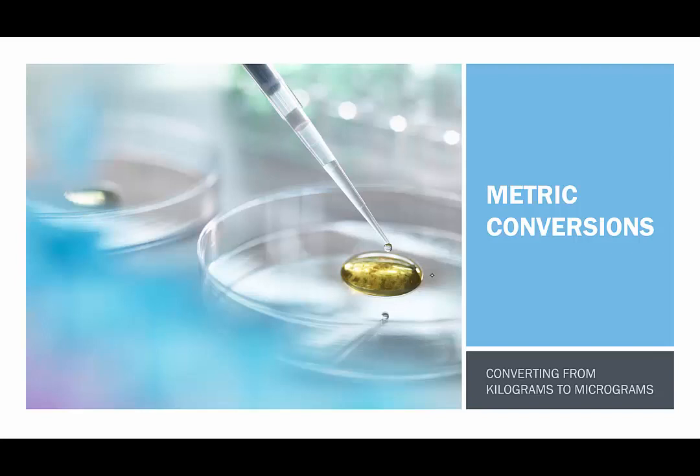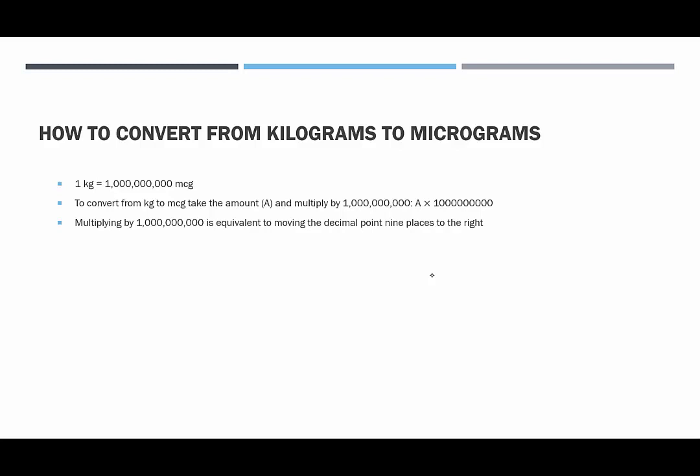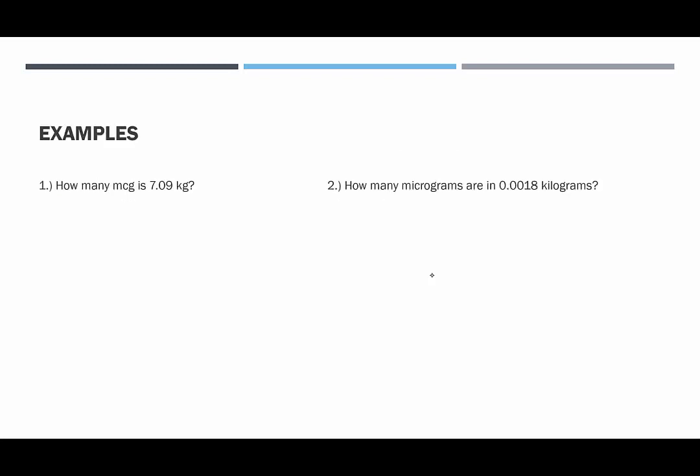In this video on metric conversions, we're going to look at examples of converting from kilograms into micrograms. Let's just review. 1 kilogram is 1 billion micrograms. So we're going from the biggest unit to the smallest unit. To convert from kilograms to micrograms, take the given amount of kilograms and multiply it by 1 billion. That would be taking the amount and multiplying it by a 1 followed by 9 zeros. Multiplying by 1 billion is equivalent to moving the decimal point 9 places to the right.